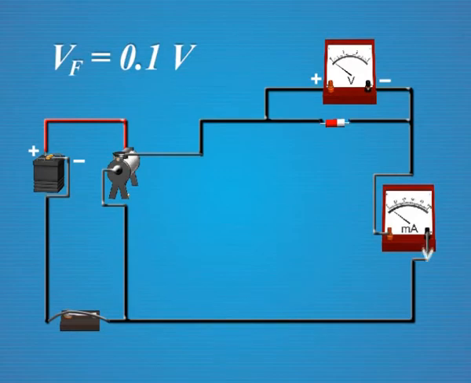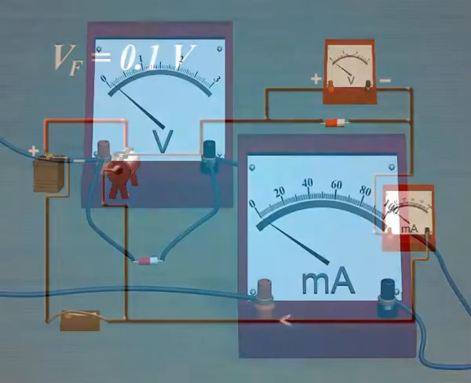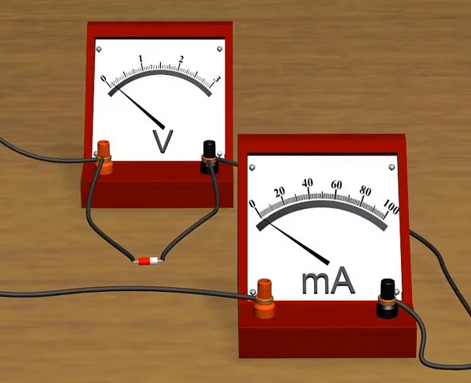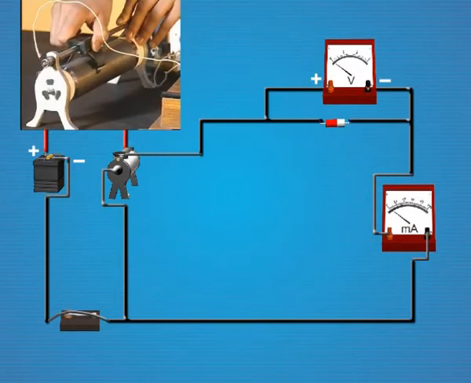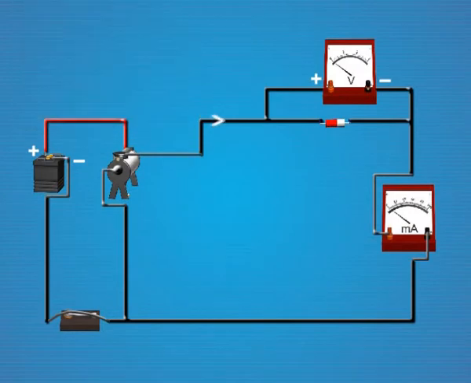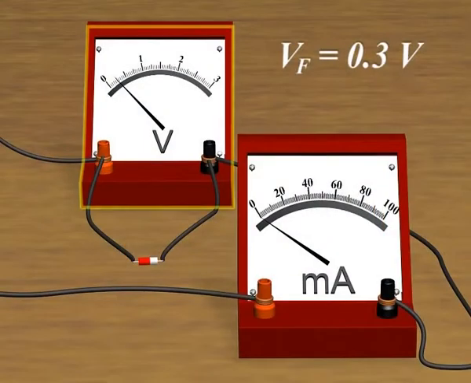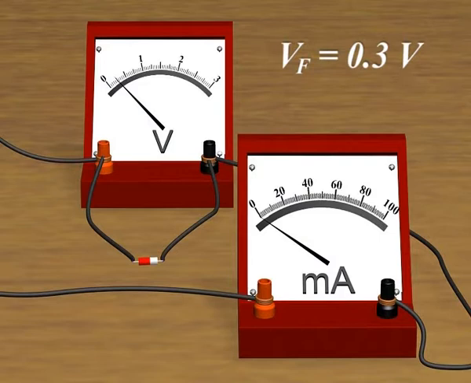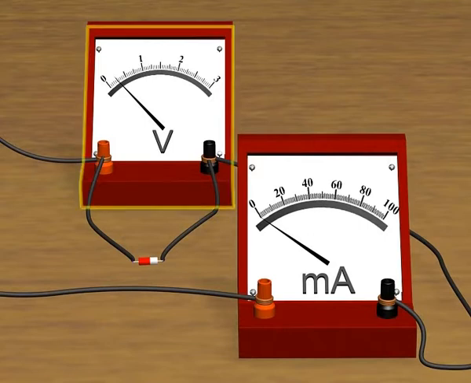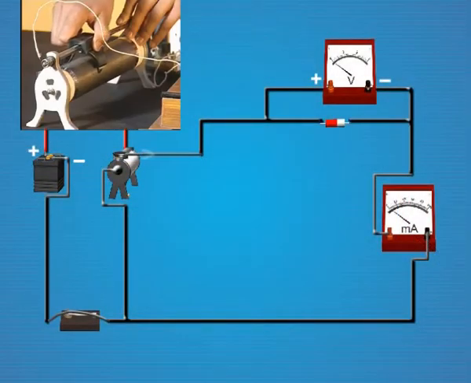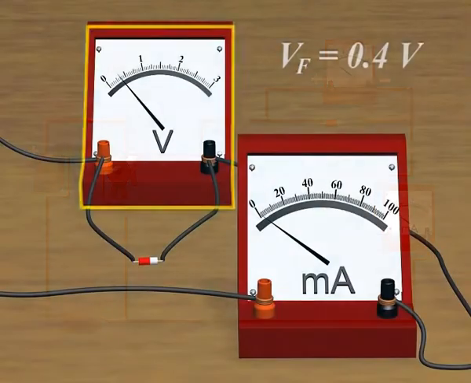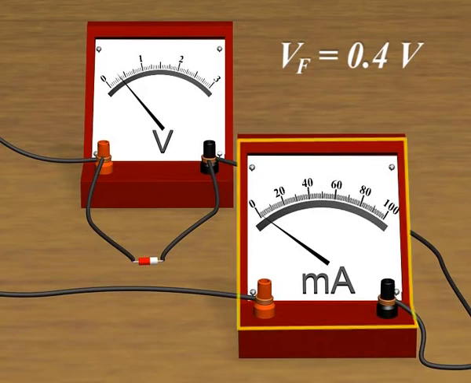Vf is equal to 0.1 volt. The current remains 0. Next, increase the forward bias voltage to 0.3 volts in steps. The current will still remain 0. This is due to the junction potential barrier of 0.3 volts. Further, increase Vf to 0.4 volts and record the current.